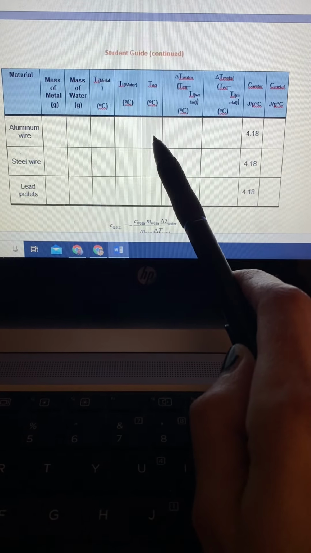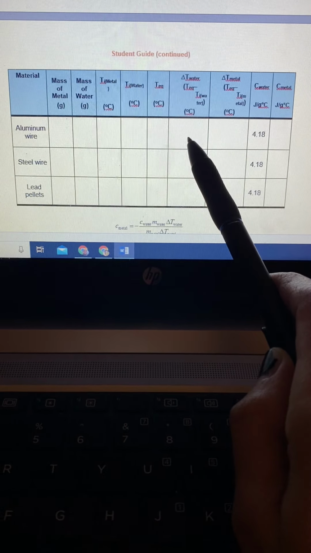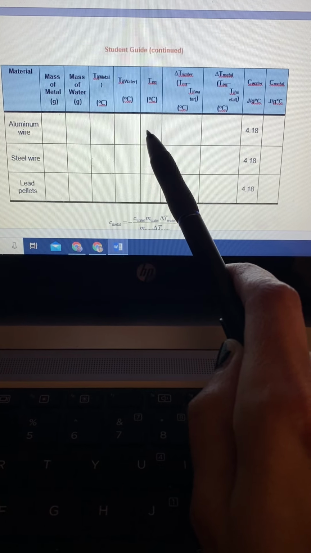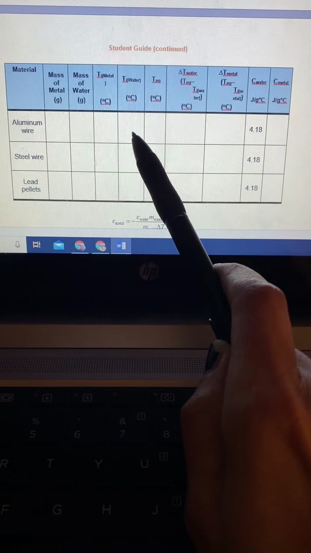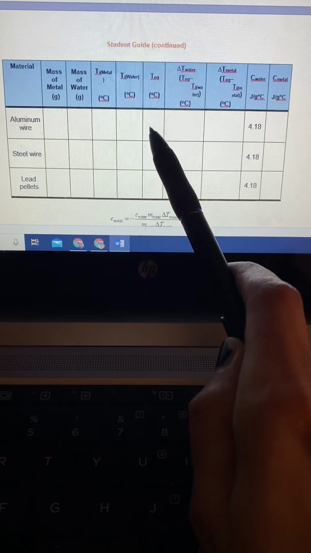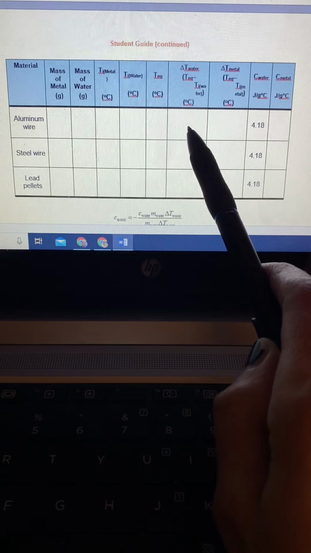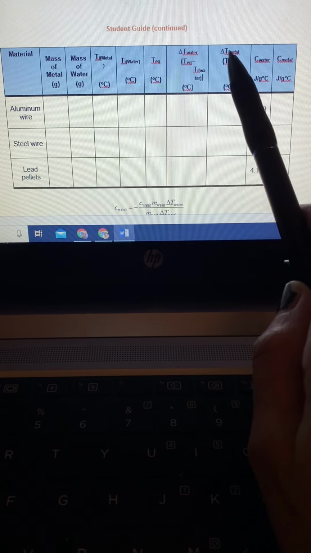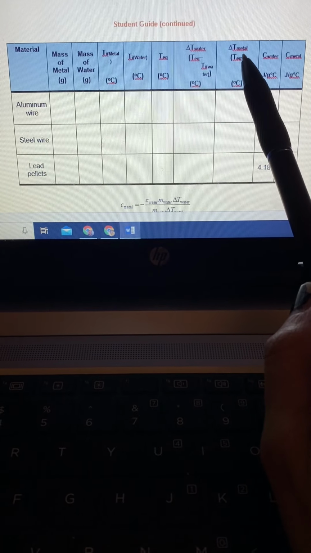And then there's a little place for you to do calculations. So the change in temperature of water should be the equilibrium temperature minus the initial temperature of water, right? It's like if water started at 20 degrees Celsius and it goes to 30 degrees Celsius, you would do 30 minus 20 equals 10 degrees Celsius, right? It's the change in water's temperature. And you're going to do the same thing for the metal, right? So you're going to take the temperature at equilibrium of the metal and subtract the initial temperature of the metal to get this delta T, or change in temperature of the metal.